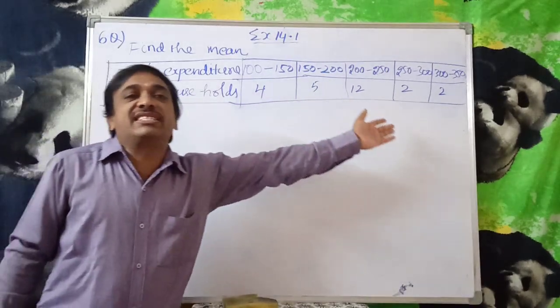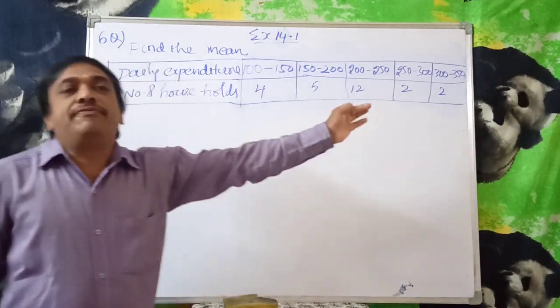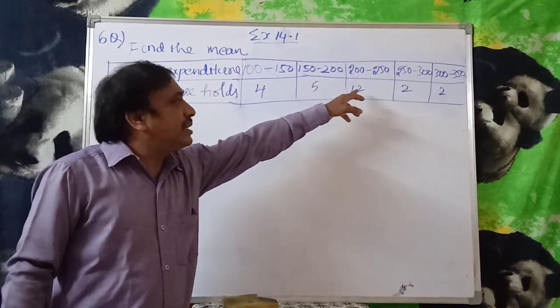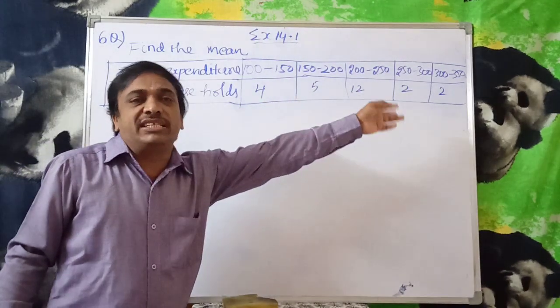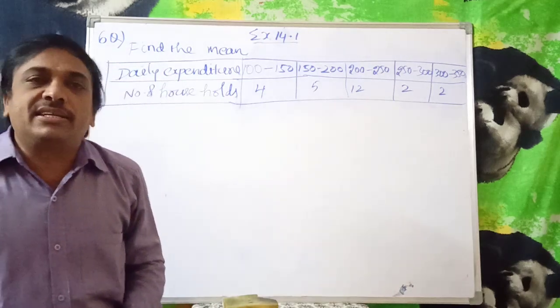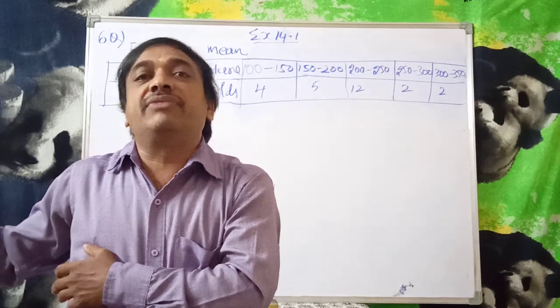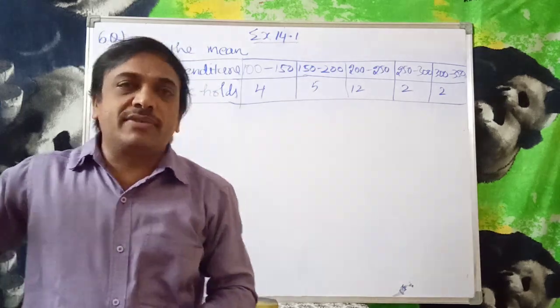The total frequency is 25. Add the total frequency: 4 plus 5 is 9, 9 plus 12 is 21, 21 plus 2 is 23, 23 plus 2 is 25. 25 is the total frequency. That's what the survey has taken, in a locality of 25 households. Read the question once again.